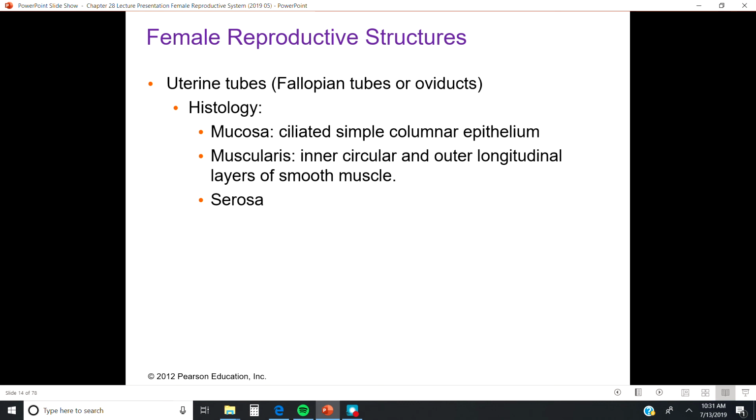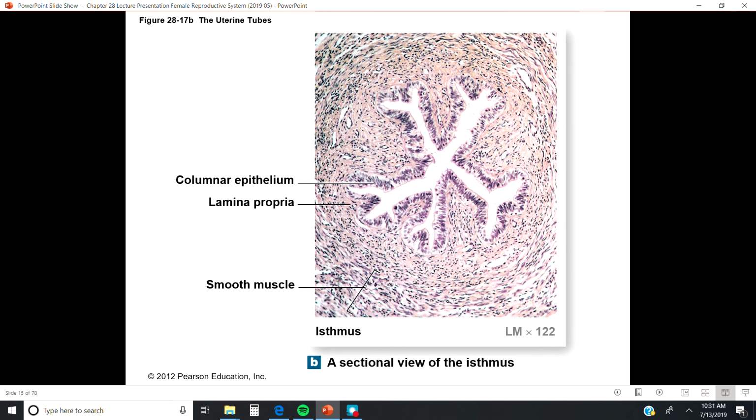Then deep to that is going to be the muscular layer. This is going to have two layers of smooth muscle. There's an inner circular and an outer longitudinal layer, similar to what was seen when we looked at the digestive system. Like the organs always had an inner circular and an outer longitudinal layer, and that would be smooth muscle. And then the outermost layer is the serosa.